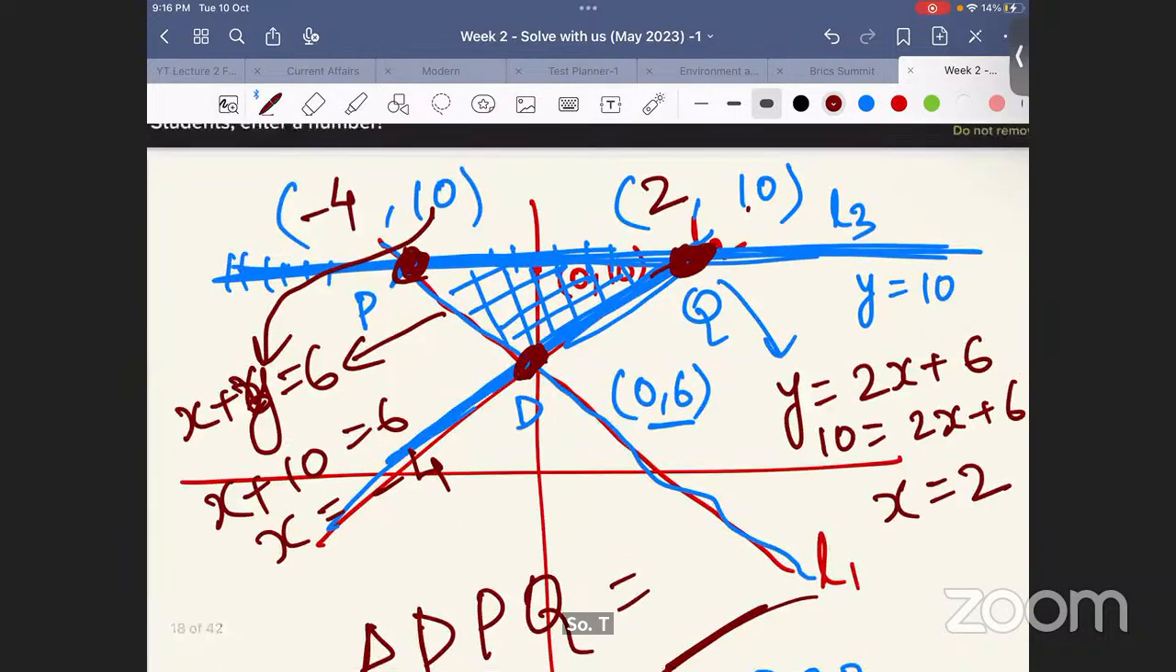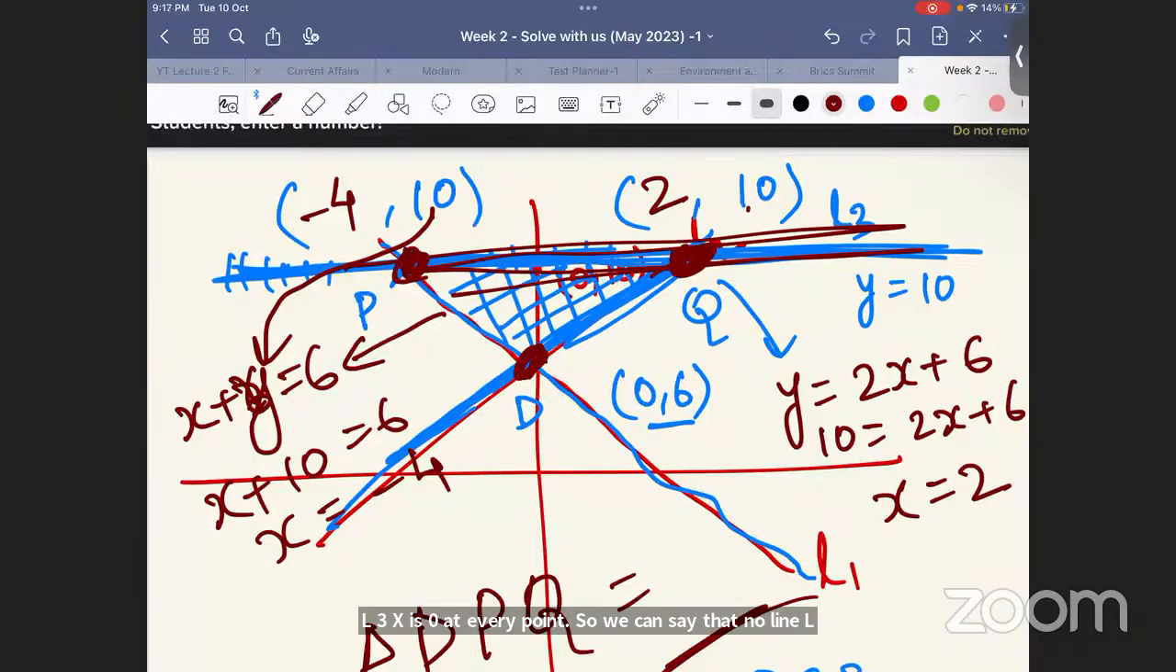For line L3, x is 0 at every point. So we can say that line L3 is actually the x-intercept. Who told you this? A straight line does not have x equal to 0 every time. That is a line parallel to the y-axis, not that x is equal to 0 every time.